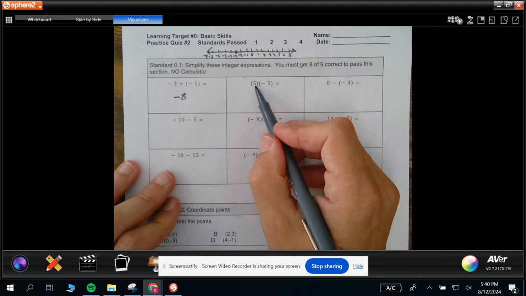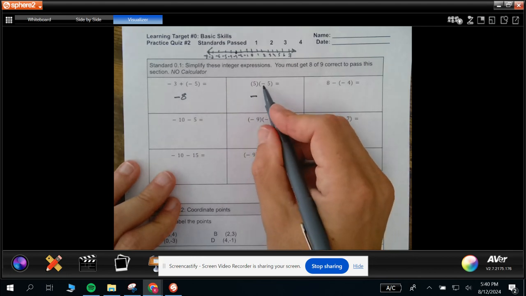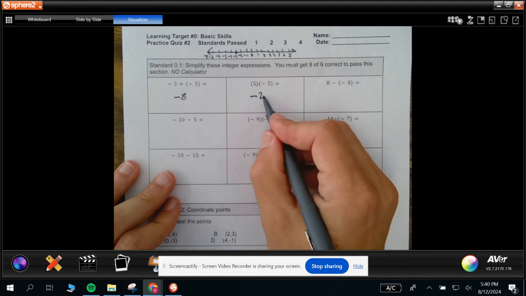Multiplying, 5 times -5. Positive times a negative becomes a negative. There's only one negative sign there. 5 times 5 is 25.